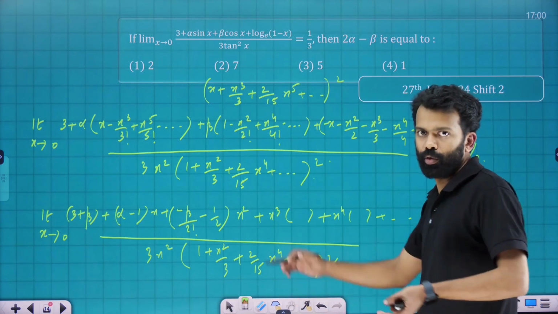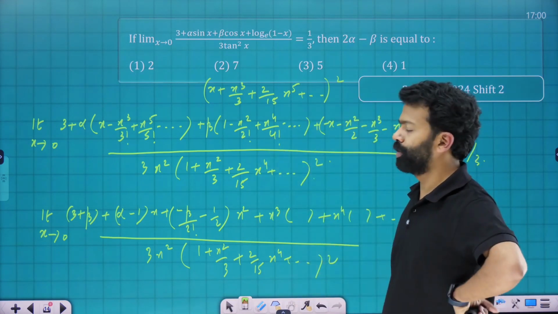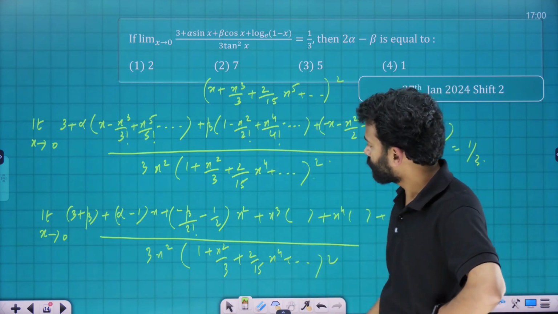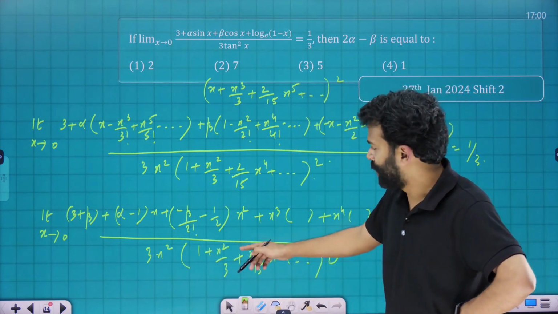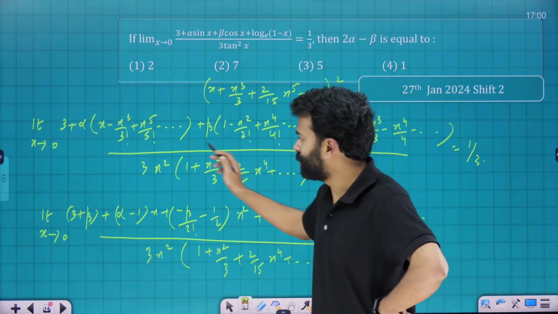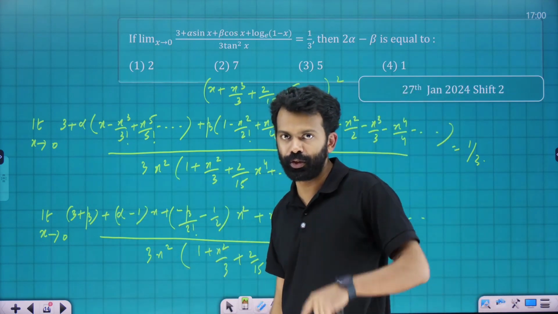How are you going to formulate this? What is the concept you can take from this? Here, what is the lowest power of x in the denominator? It is x square. And what is the lowest power of x in the numerator? Actually, it is x raised to 0.